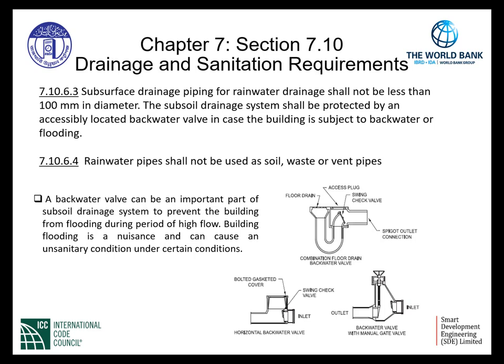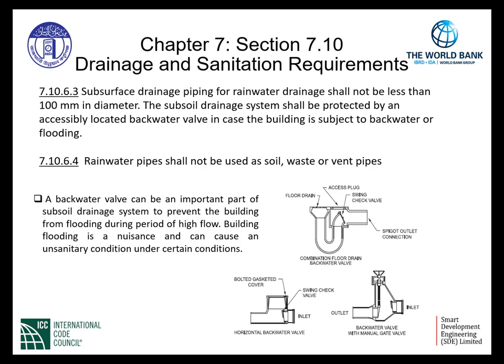Specifics are given to us in section 7.10.6.3. Subsurface drainage piping for rainwater drainage shall not be less than 100 millimeters in diameter. The subsoil drainage system shall be protected by an accessibly located backwater valve in case the building is subject to backwater or flooding. 7.10.6.4 Rainwater pipes shall not be used as soil, waste, or vent pipes.